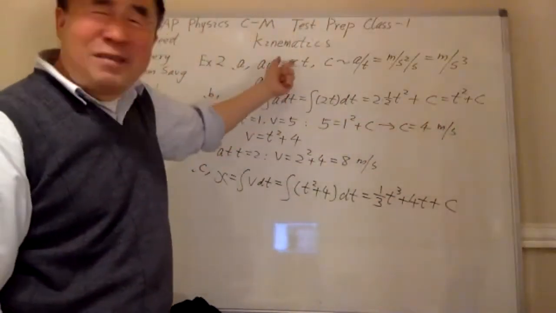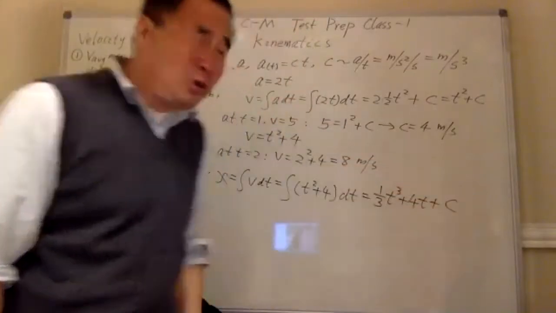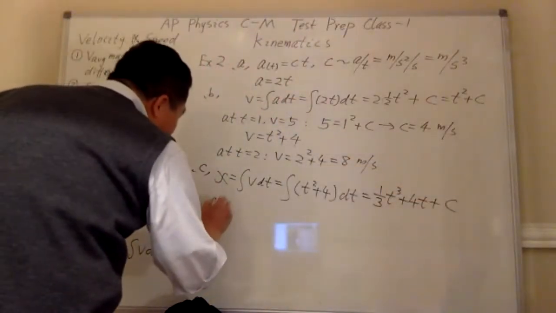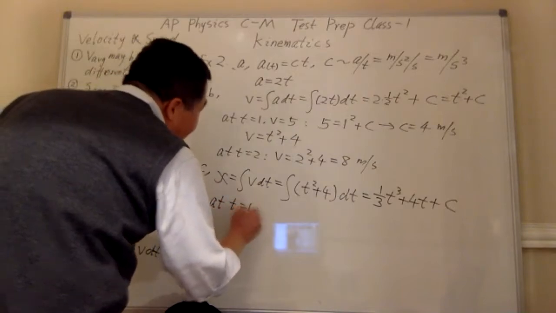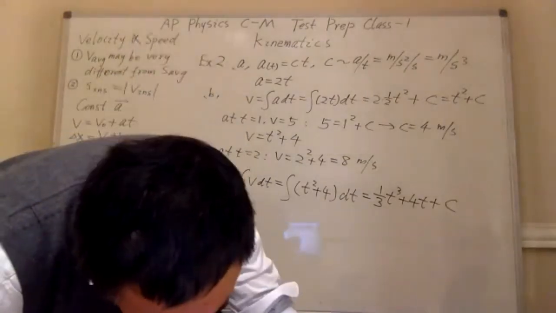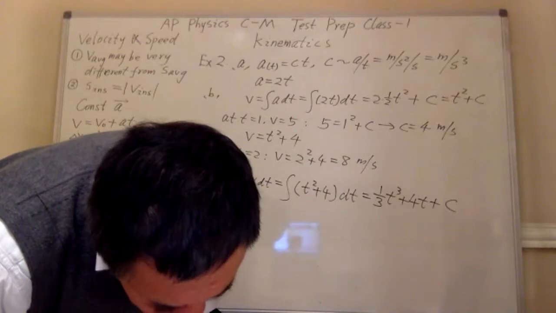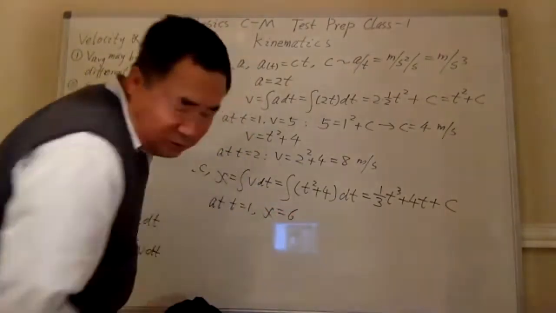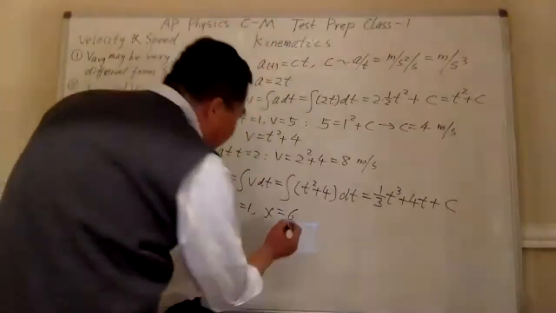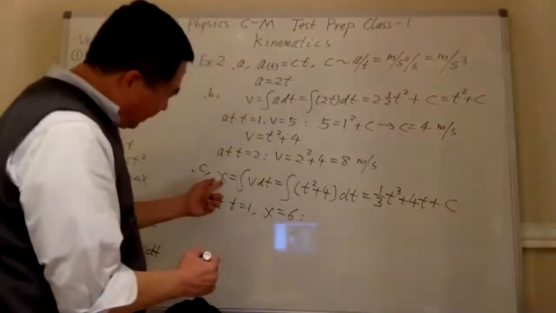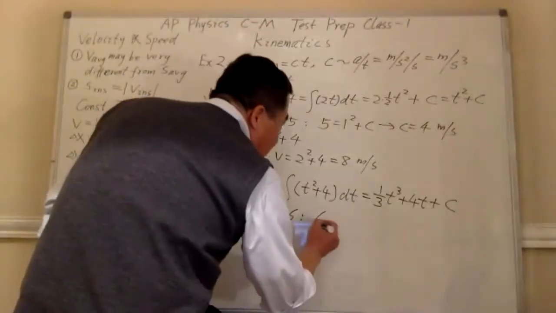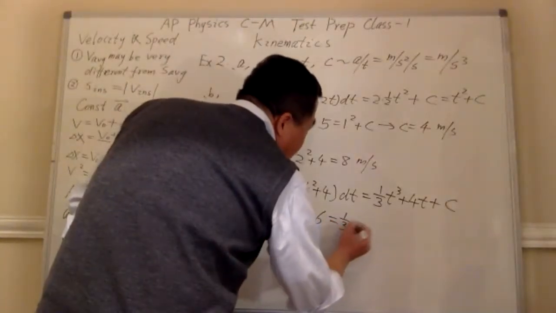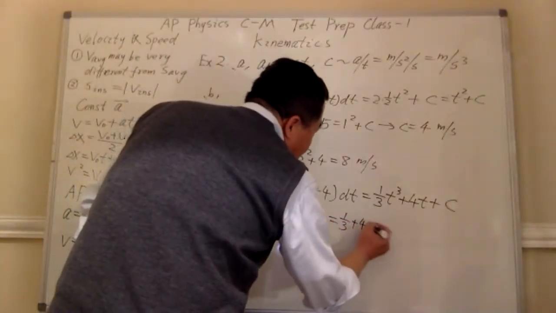This one they give us, and this one is the constant we introduce. Once again, we need the position at time t equal to 1. They said the position is 6. Then we plug in: x is 6, t equal to 1, so 1 cubed over 3 plus 4, plus c.